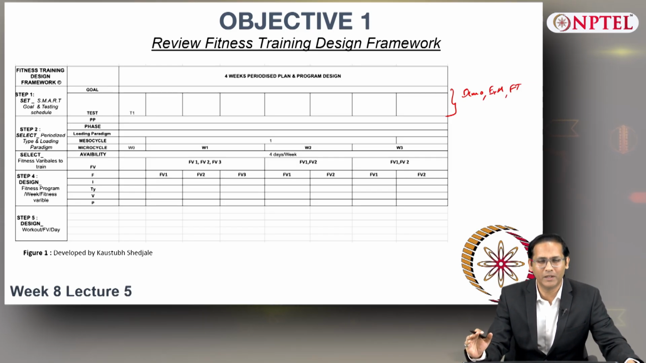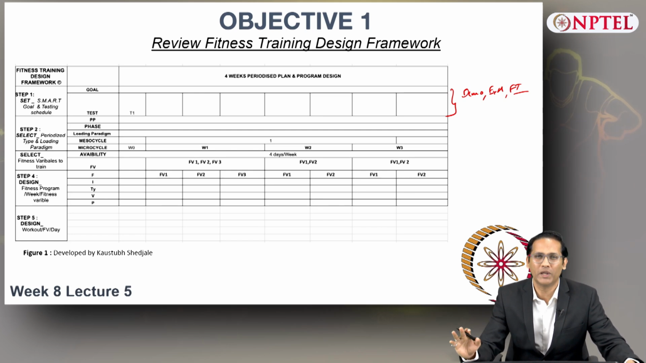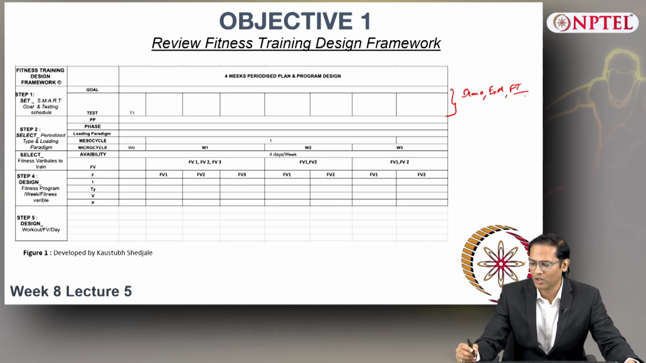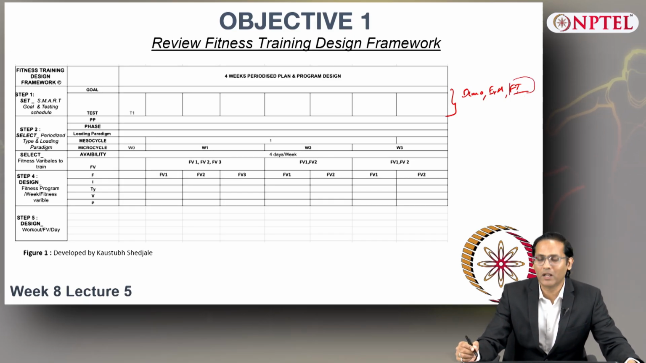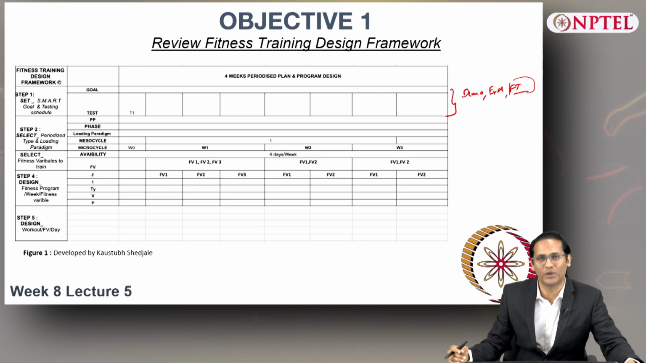Now, in many cases, you may not get a chance to execute a fitness test. In such cases, ask a basic question: what fitness variable do you want to improve? If you could interrogate this with your athlete or the coach, even without the fitness test, you would be able to identify which fitness variable you want to improve.